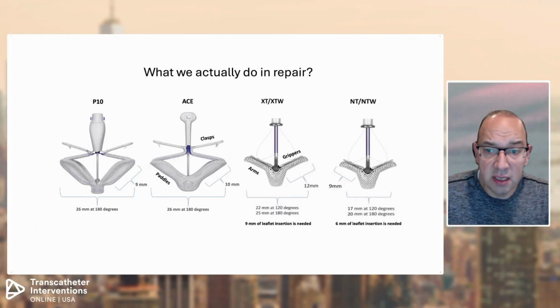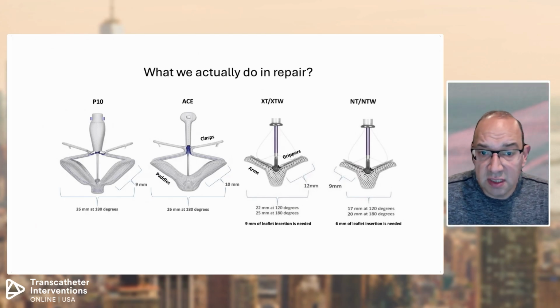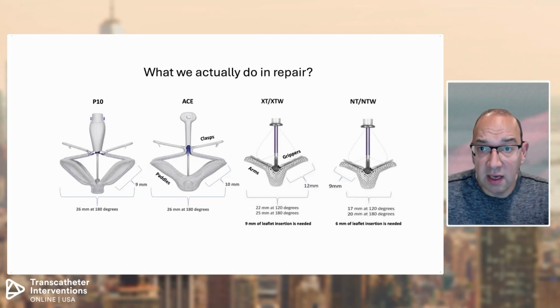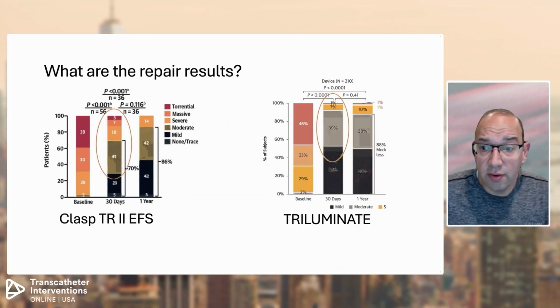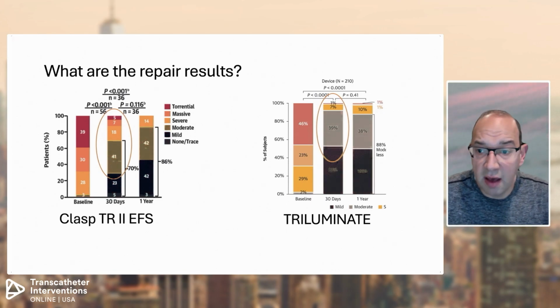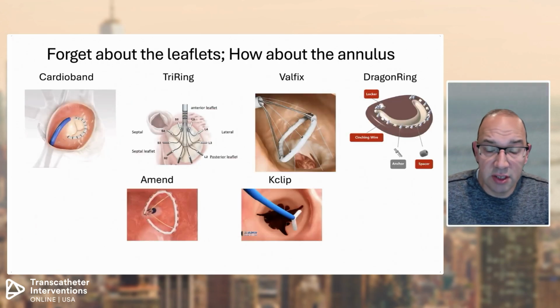And if you look at those two devices, yes, there are some design differences, but the concept is you're going to capture leaflets on both sides and approximate them together. So those devices are heavily dependent on leaflet anatomy. And therefore, the results, whether you look at what is published for TriClip (TR-EFS) and TriLuminate, do not eliminate TR. It decreases it, but there is a significant number of patients who will have residual tricuspid regurgitation.